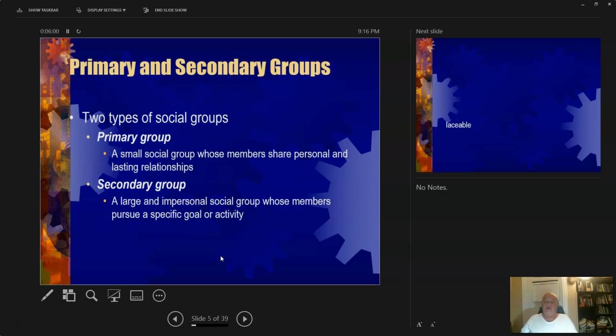Contrast that with a secondary group. It's an impersonal social group whose members pursue a specific goal or activity. In other words, a primary group is its own reason for existing. Right? A secondary group, on the other hand, is pursuing a goal. This class that you're taking now is a secondary group, right?